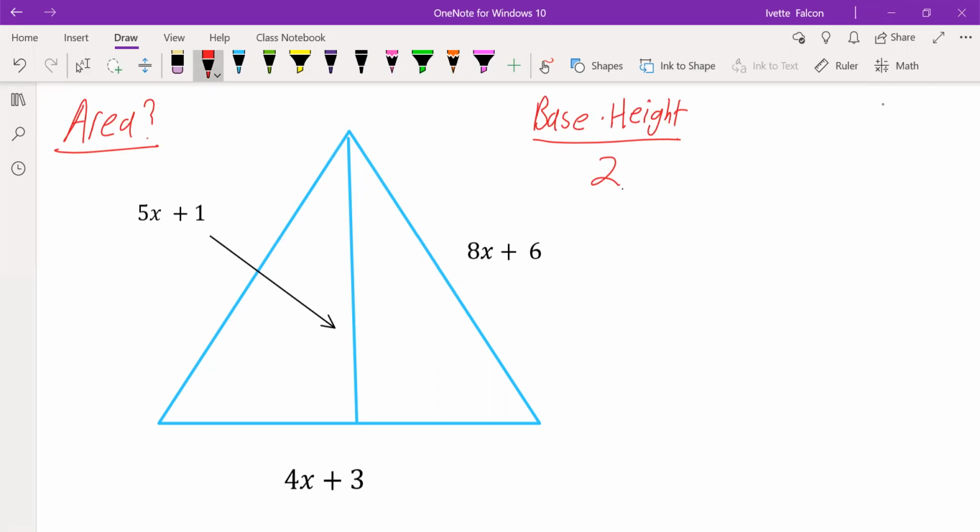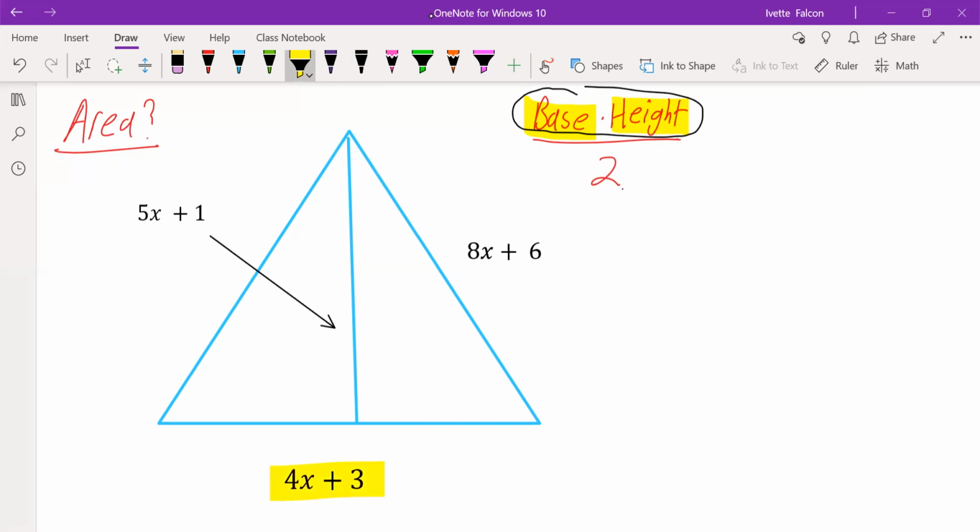So if you notice, we're going to need two expressions. We're going to need the base and my height, and we're going to multiply them. That's how we're going to start. The divided by 2 is going to be our very last step. So base times height divided by 2. Notice how this problem gives us 3 expressions instead of 2. We only need 2. They're giving you the third one to try to trick you. So make sure you pick the correct ones.